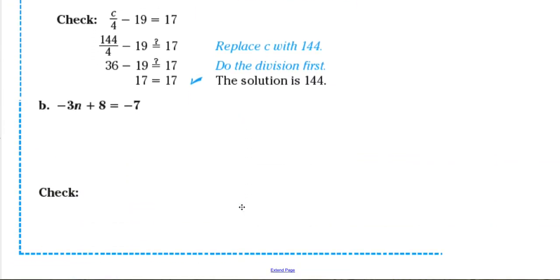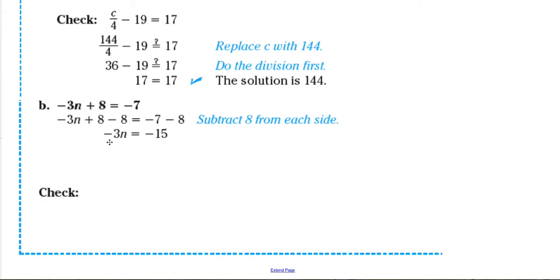Let's take a look at the letter B. Negative 3n plus 8 equals negative 7. We want to solve for n. So in order to solve for n, we need to undo positive 8. That means we need to subtract both sides by 8. So subtracting both sides by 8 leaves us with negative 3n equals negative 15.